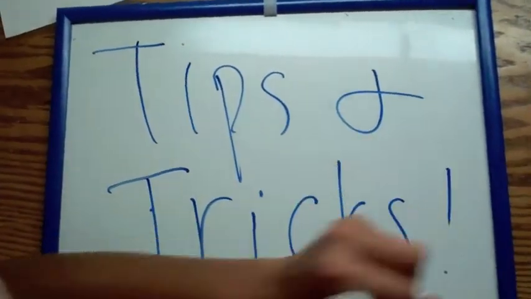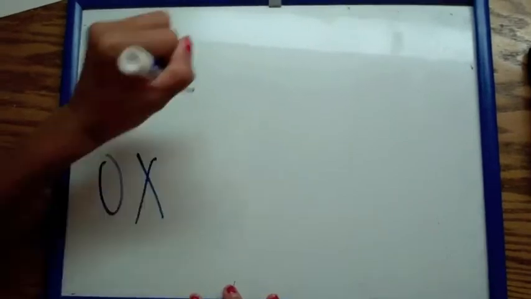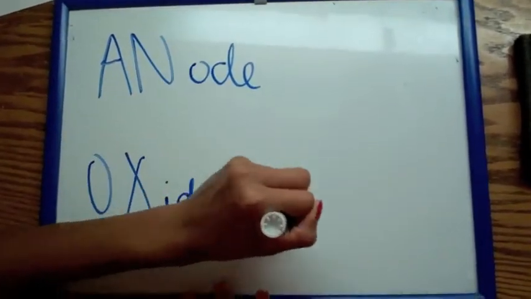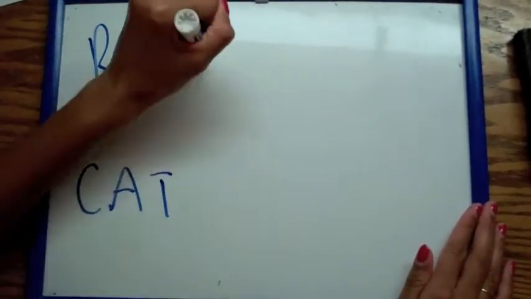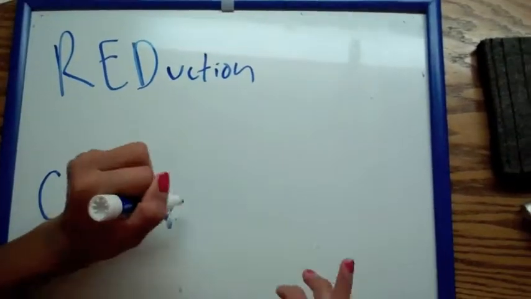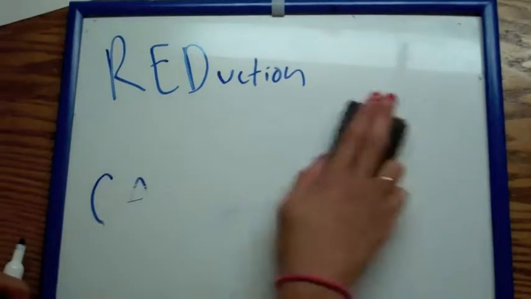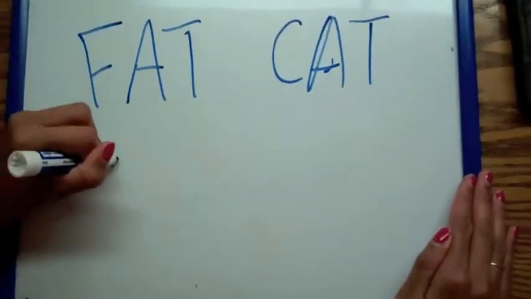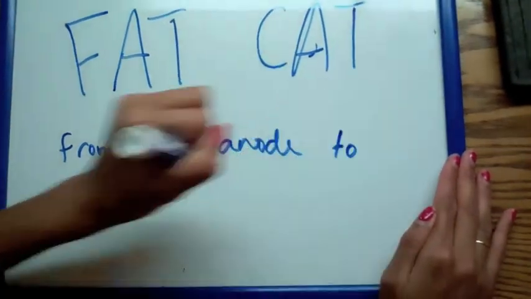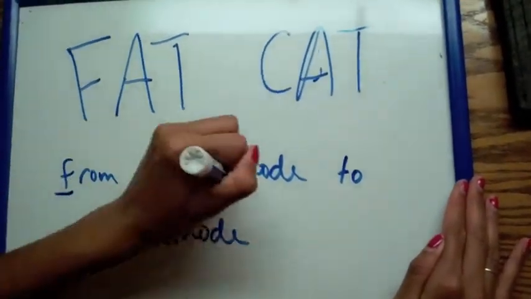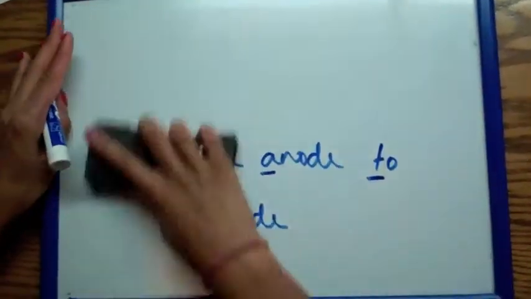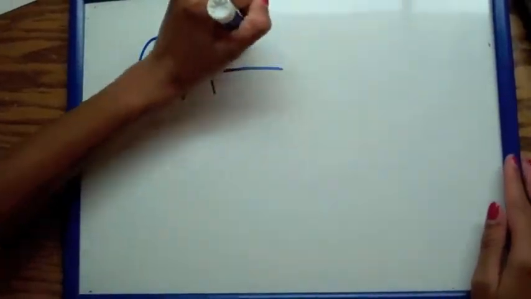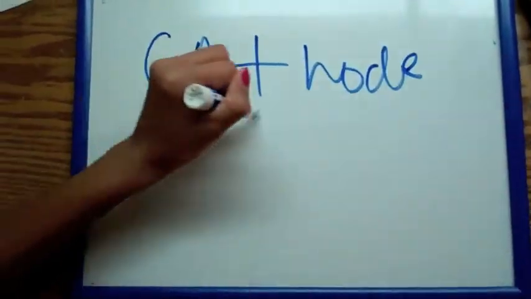All this information may seem a little overwhelming at first, so here are some mnemonics to help you remember some of the basic ideas. An-ox: the anode is where oxidation occurs. Red cat: reduction occurs at the cathode. Fat cat: in a galvanic cell, electrons flow from the anode to the cathode. The cathode is always positive. These are the most basic ideas, but it always helps to keep things straight.